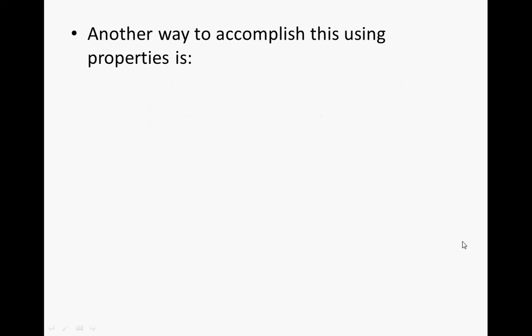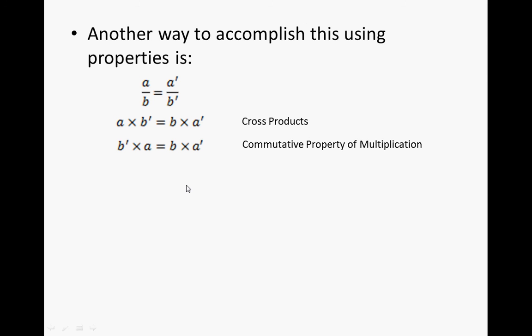All right, so another way to accomplish this is using the properties. Let's say we have a over b equals a prime over b prime. Well, by using cross products, again, we get a times b prime equals b times a prime. And we can flip this around by using the commutative property of multiplication. So b prime times a is equal to b times a prime, leaving the right side alone.